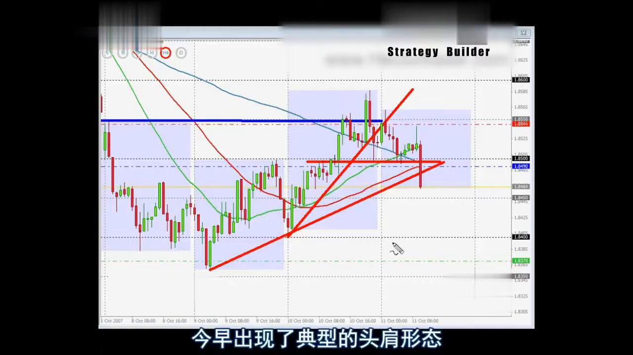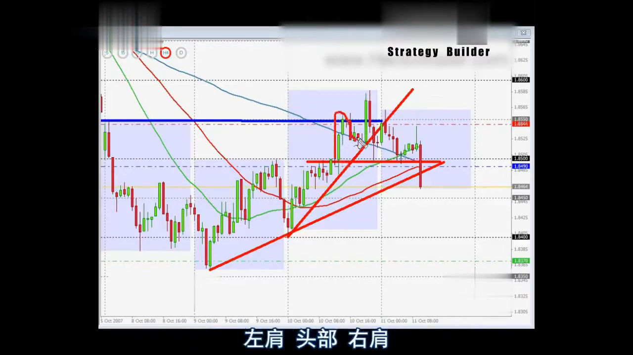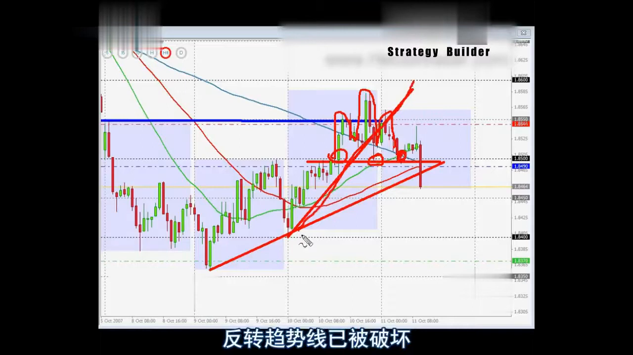Now this morning, what we are seeing is a clear head and shoulders formation. Left shoulder, the head, the right shoulder, the neckline right there. You see the neckline there, the retracement trend line breakout, the 185 level being broken.